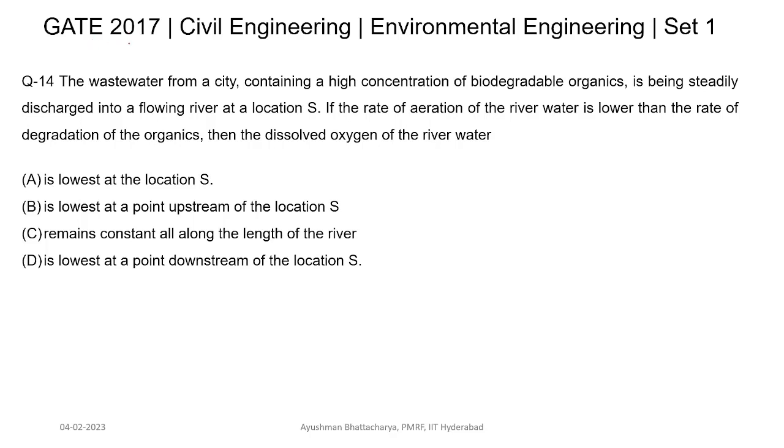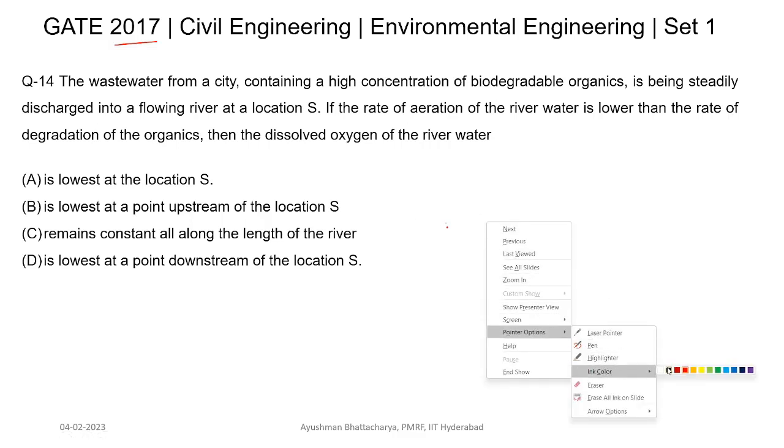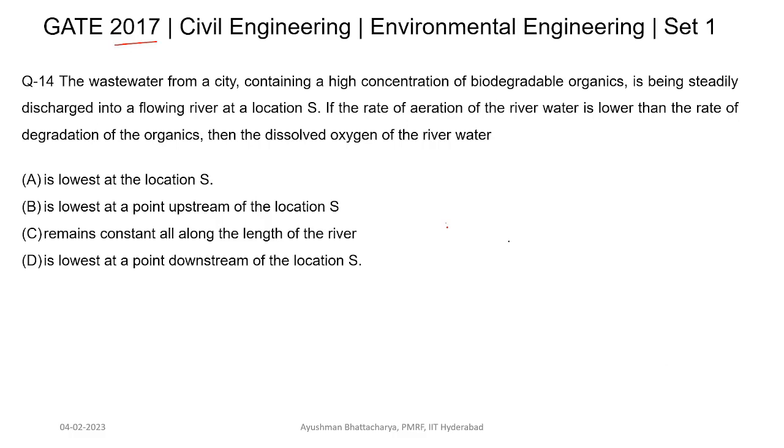So this is the GATE 2017 question 14, which came in set 1. The question says the wastewater from a city containing high strength of biodegradable organics is being discharged into the flowing river at location S. If the rate of aeration of the river water is lower than the rate of degradation of the organics, then the dissolved oxygen of the river water first option is lowest at point S.